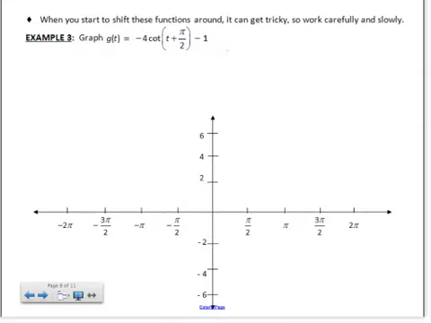Okay. Oh boy, this is hard. Okay, this is the last example we have. So let's list our A, B, C, and D. A is -4. Now that means instead of going, first of all, we're graphing cotangent.